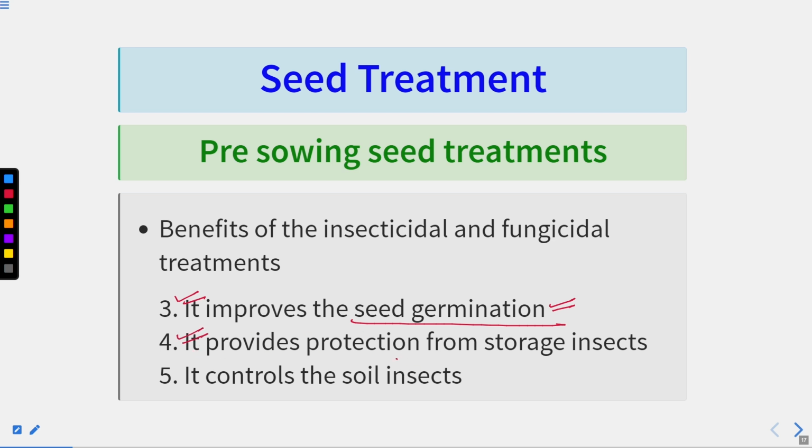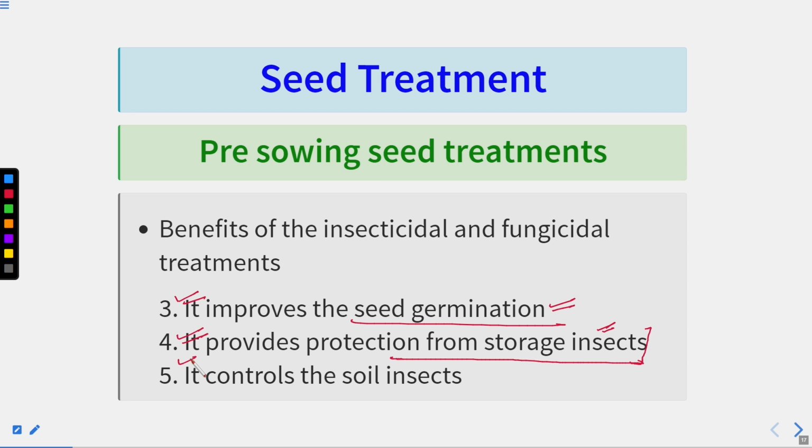It provides protection from storage insects. Sometimes there are many storage insects that can destroy the seeds, and seeds that are not of good quality will not give rise to a healthy seedling. So the plant will not be healthy and will not get established. Sometimes they get established but are not healthy and ultimately die. Or even when they withstand all these circumstances, there is a chance that their potential yield will be less because the plant is not healthy.